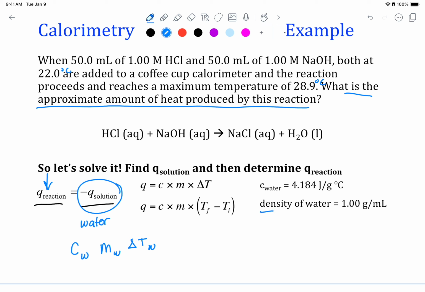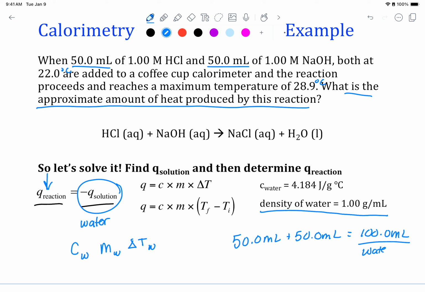We may have to use our density of water again, because that 50 milliliter solutions that are mixed together, we now have a total volume of 100 milliliters of water. We're going to assume that that water is in excess. So pause the video, try to solve for that Q of the solution, and find the value of Q reaction using what's in this problem.